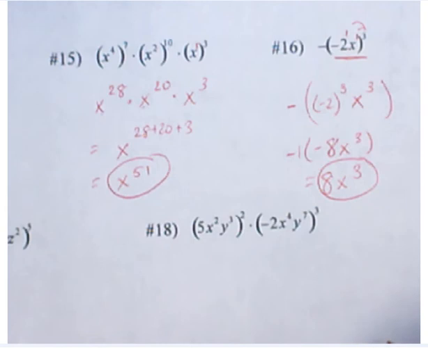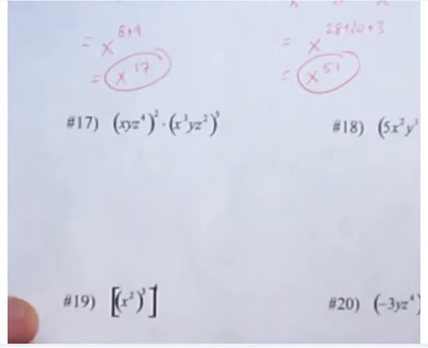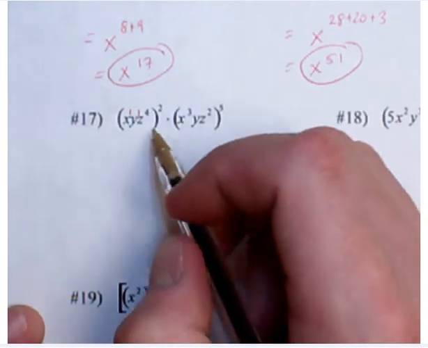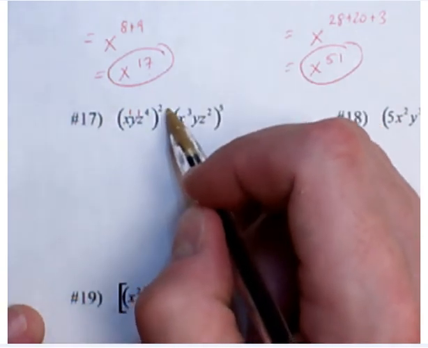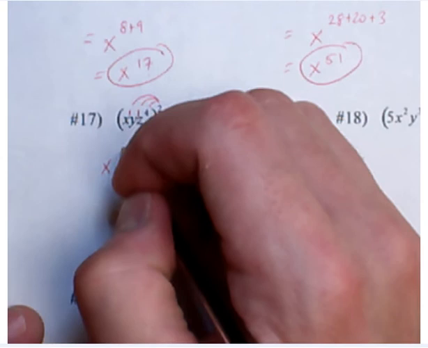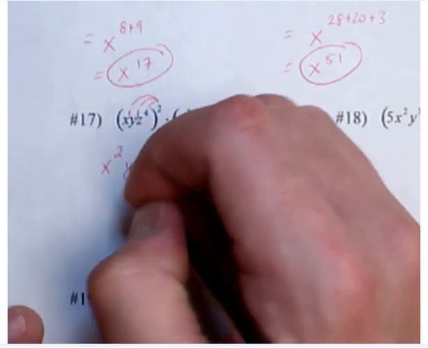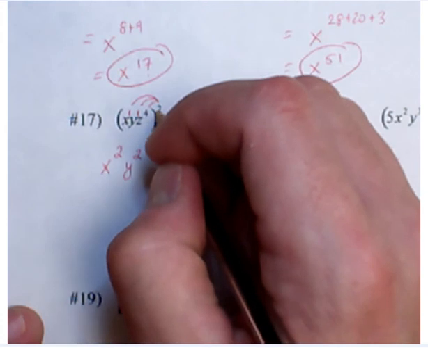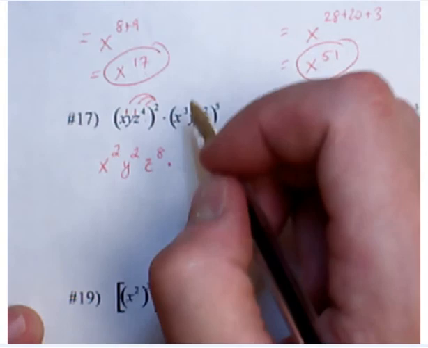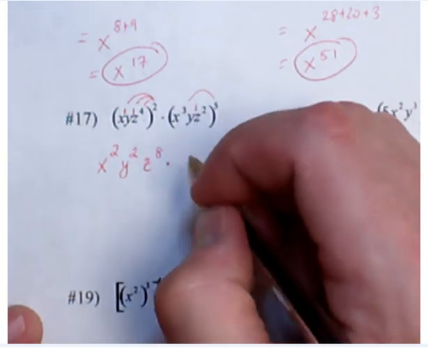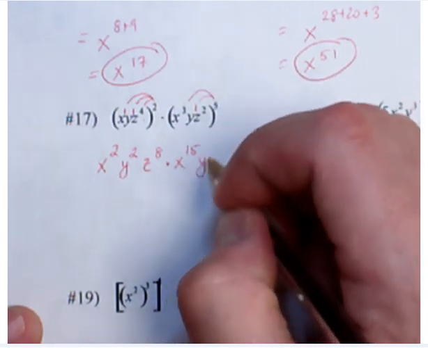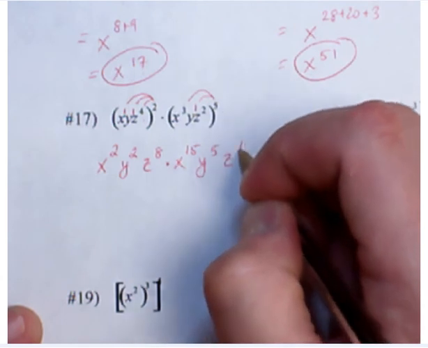Let's take a look at 17. X to the 1, y to the 1, z to the fourth, all of that raised to the second. Power to a power. We're going to keep the bases. We're going to multiply the exponents. 2 times 1 is 2. 2 times 1, that's y to the second. 2 times 4, that's z to the eighth. Times. Now we do the same thing with this set of parentheses. 5 times 3 is x to the 15th. 5 times 1 is y to the 5th. 5 times 2 is z to the 10th.